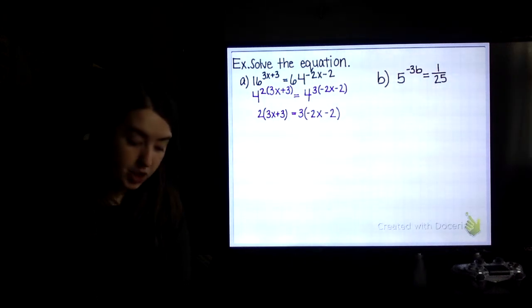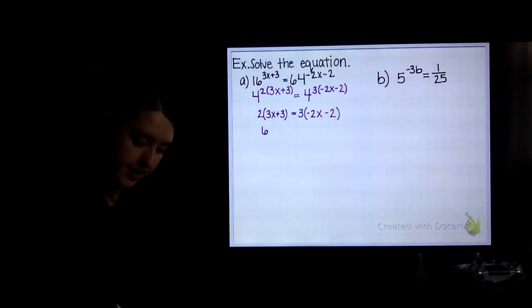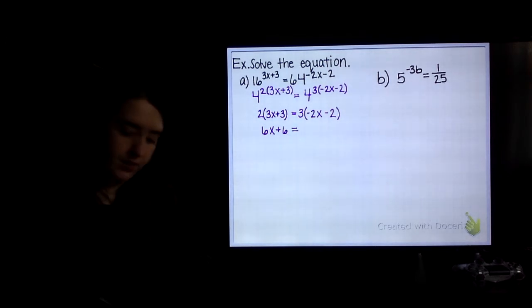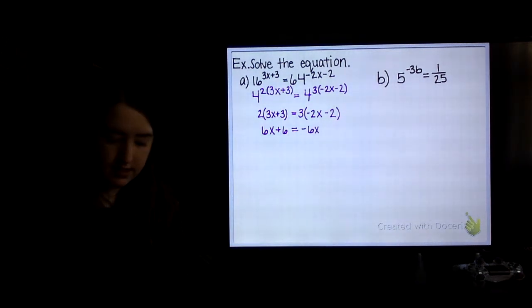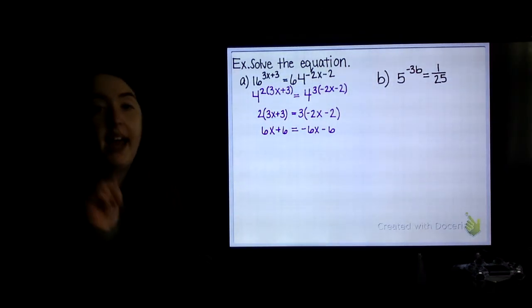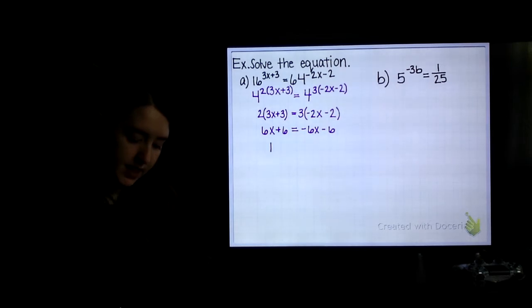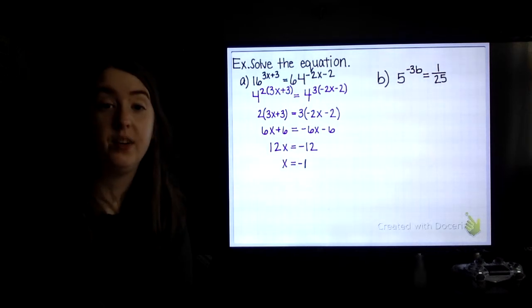So we're going to go ahead and distribute through that 2. So we'll get 6x plus 6 equals. And then we'll distribute through that 3 and get negative 6x minus 6. And then we'll solve. I'm going to add the negative 6x to this side to get 12x. I'm going to subtract that 6 to the other side to get negative 12. Divide by 12 and get negative 1.